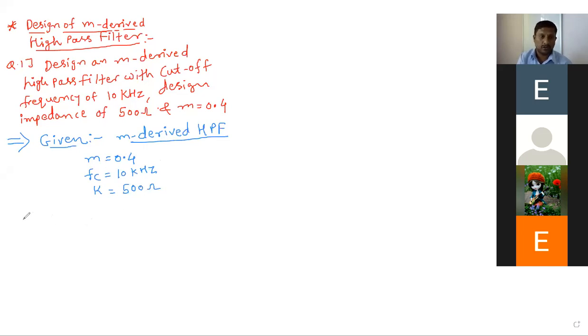Now first point, for high pass filter, what is the formula to calculate the L value? L is equal to K upon 4 pi FC. So K is replaced by 500 divided by 4 pi into 10 kilo. So calculate and tell me what is the value of L you are getting. K when goes to the numerator becomes milli. Other things you can calculate. L is equal to, everyone has to calculate and mention in the chat box.